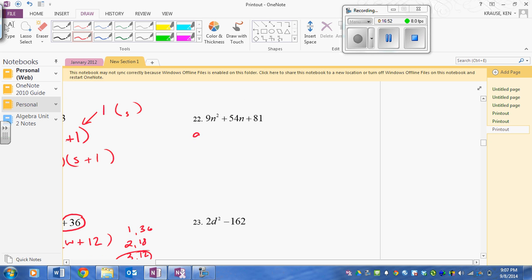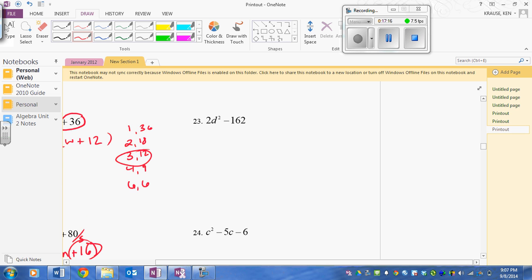We're going to take out the GCF, 9. I'm left with n squared plus 6n plus 9. And now I have to find two numbers that multiply to positive 9 and add up to positive 6. Well, everything's positive, so I use positive, positive. Of course, it's 3.